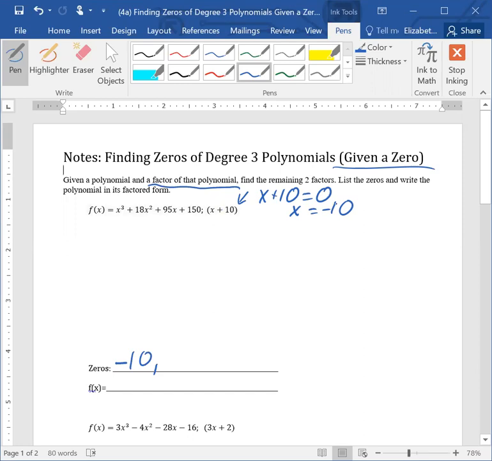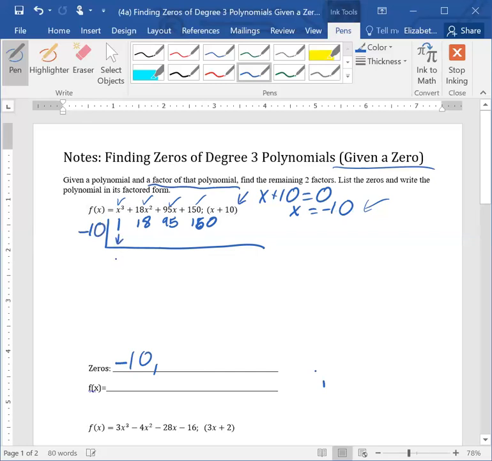Let's do our synthetic division. Remember, our first step in synthetic division was to find out the number on the outside. So we're going to make our big box and write down the coefficients. If you'll notice, we have a unit for each one of them: x cubed, x squared, x, and a plain constant. So we don't have to put in any placeholder zeros. So there's a 1 in front of the x cubed, an 18 in front of the x squared, a 95 in front of the x, and then a 150 all by itself. We already said our divisor is negative 10, putting that on the outside.